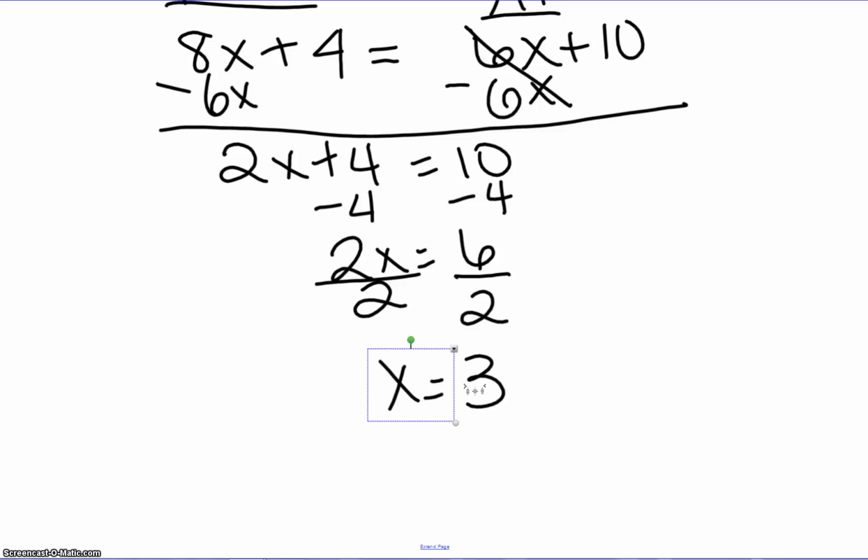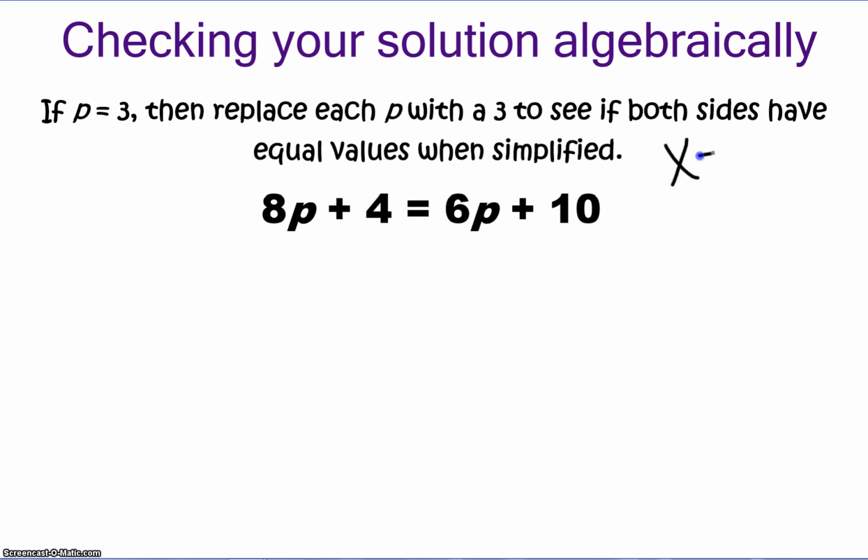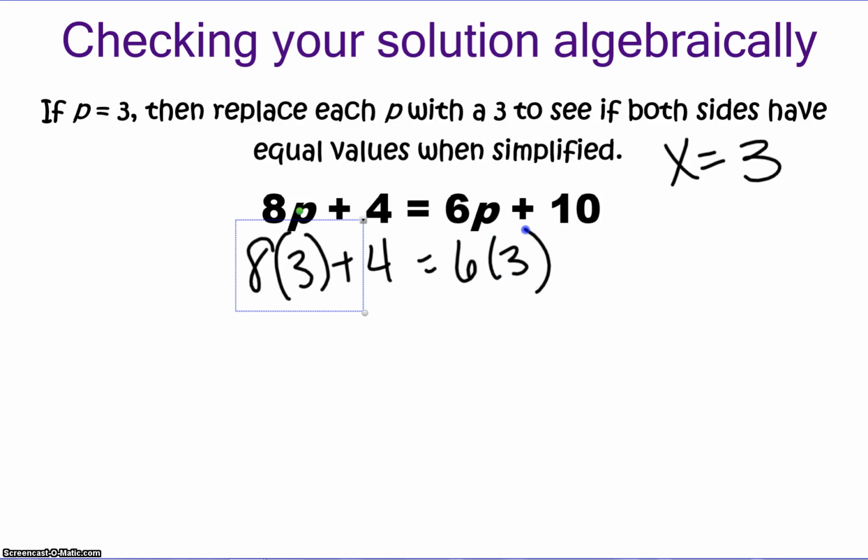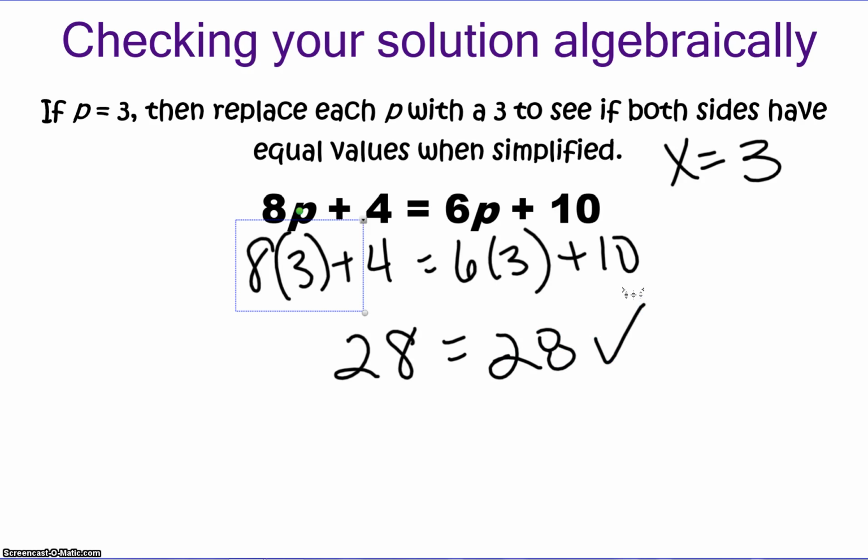In order to check our answer, remember we want to check our answer, so x equals 3. Alright, so if we know that p or x equals 3, then replace each p with a 3 to see if both sides have equal values. That's how you check to see if your answer is right. So 8 times 3 plus 4 equals 6 times 3 plus 10. 8 times 3 is 24 plus 4 is 28 equals 6 times 3 is 18 plus 10 is 28. You know that your answer is correct.